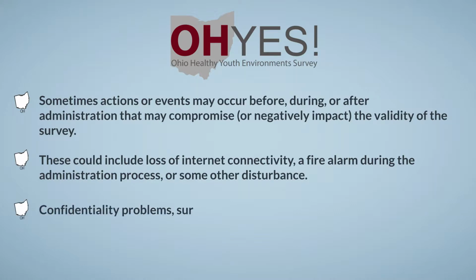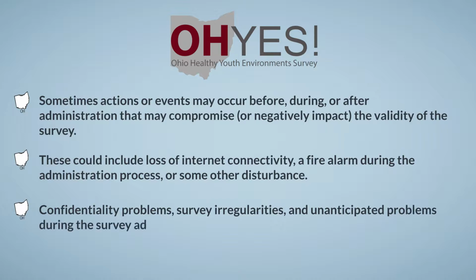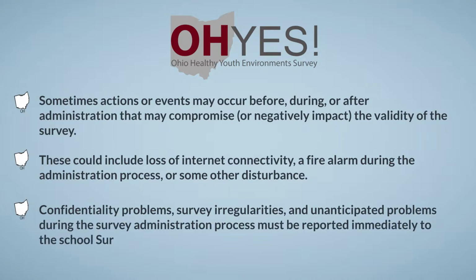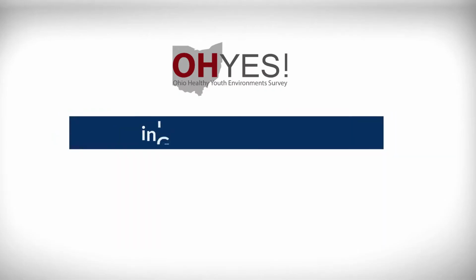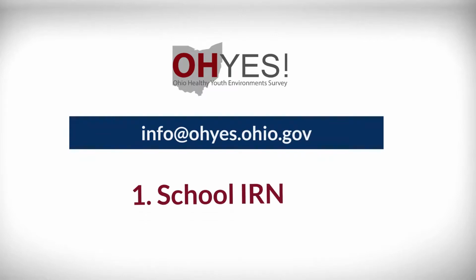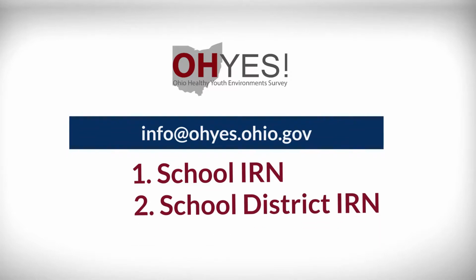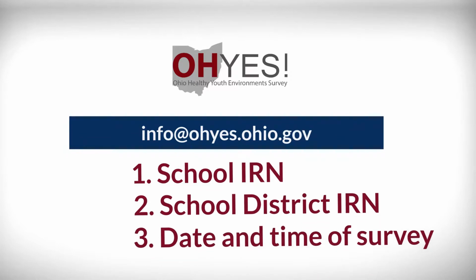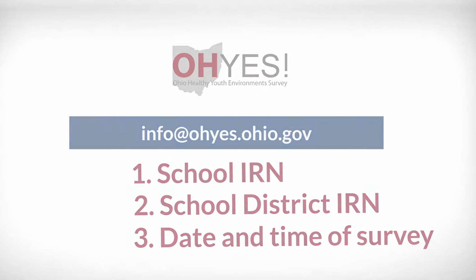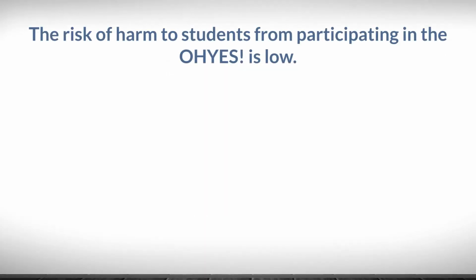Confidentiality problems, survey irregularities, and unanticipated problems during the survey administration process must be reported immediately to the school survey coordinator and to OHYES by emailing info@oyes.ohio.gov. You will need to provide the school IRN, school district IRN, and the date and time the survey was taken.